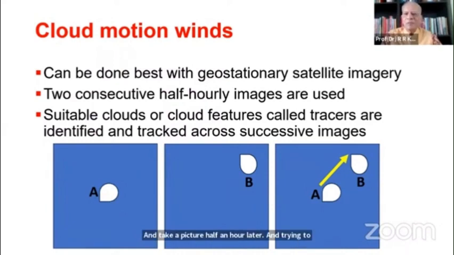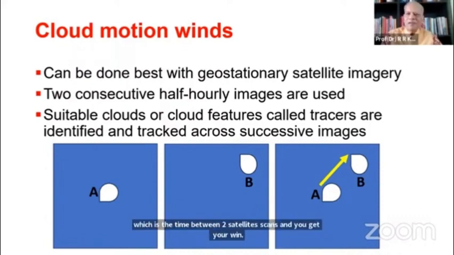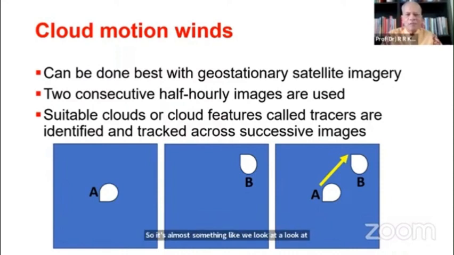Let's say it has gone to a place B. Measure the distance from A to B, divide by 30 minutes, which is the time between two satellite scans, and you get your wind. So it's almost like we look at the sky ourselves and find out where the wind is blowing from. These features are called tracers. They can be identified and tracked across successive images.